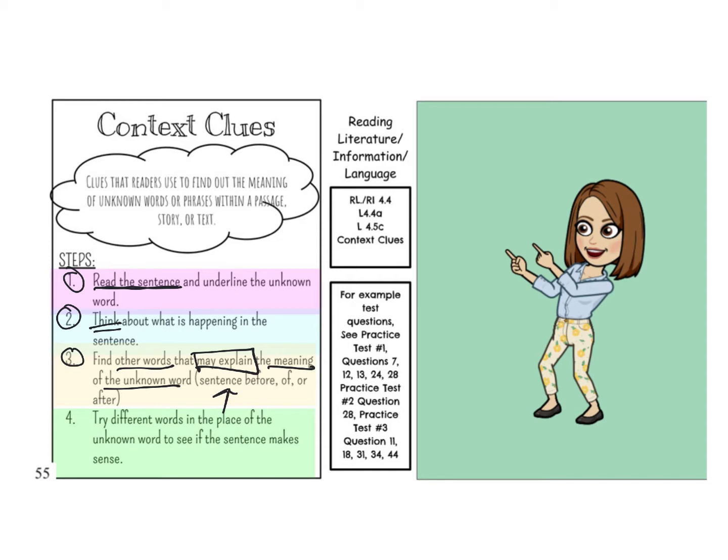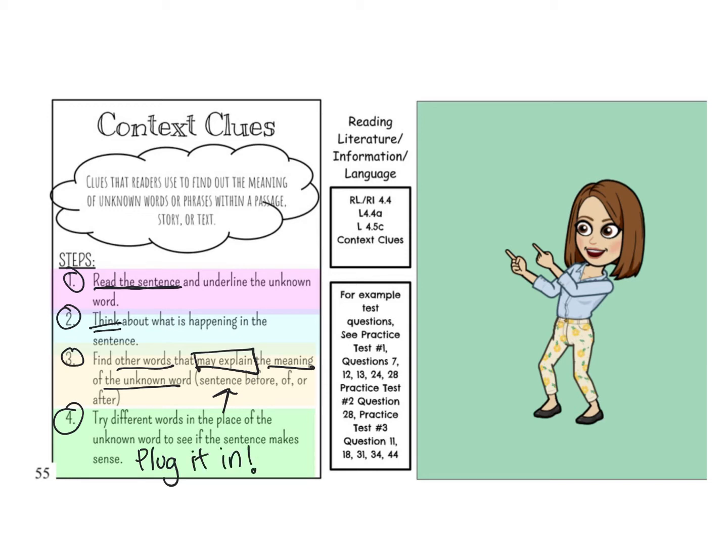But authors give us clues to help us figure out what we do not know. And it is our job as the reader to figure out what those words mean. Step 4, try different words in the place of the unknown word to see if the sentence makes sense. I like to call this the plug it in strategy.